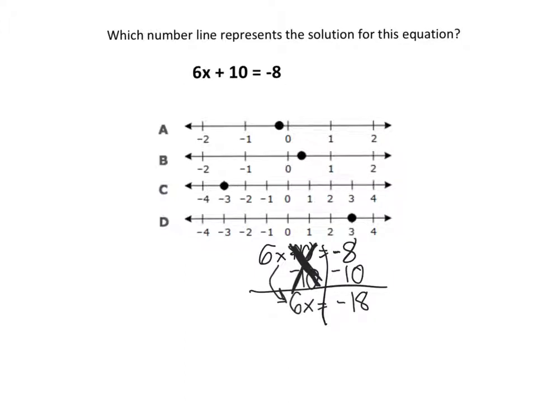So now we need to undo multiplication or division. Since we have 6 times x, we're going to do the opposite, so we're going to divide. So 6 times x, we're going to divide by the number, which was 6. What we do to one side, we have to do to the other. The 6's will cancel out. Negative 18 divided by 6 is negative 3. So we get x equals negative 3. So now we have to go up to our number lines and find where the dot is on negative 3, and that is C.